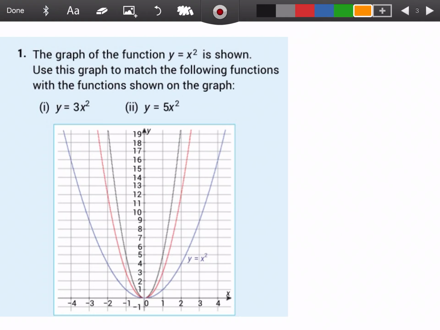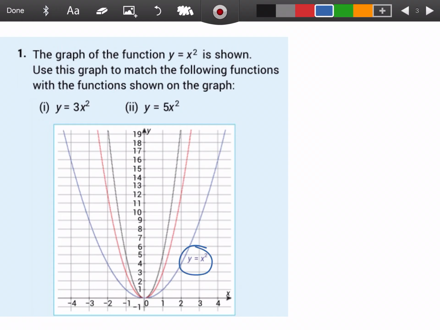Okay, fifth year. So I wanted to run through the questions that I'd asked you to do today. So this is the second half of the video. As I said, the first part was going through the explanation and stuff, so hopefully it makes a bit more sense to you now. So this first one, as you can see, we've got the graph of the function y is equal to x squared. That's in blue.